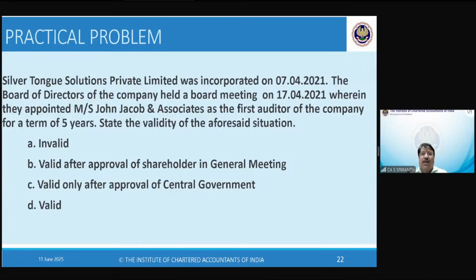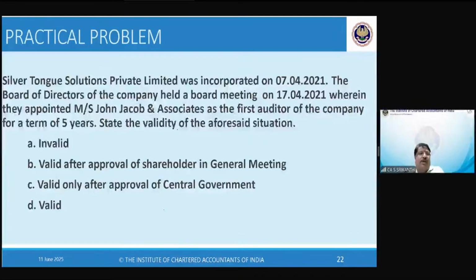Sir, Silver Tongue is a private company, boss. Meenu ma'am, Silver Tongue is not a government company. Are you by any chance thinking that it's a government company? Silver Tongue is a private limited company, not a government company. Only for a government company, the appointment is by the CAG. Have you understood, madam? Fantastic. Good. So, moving on.